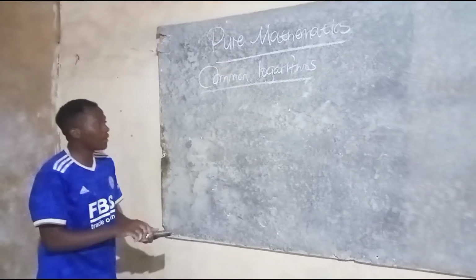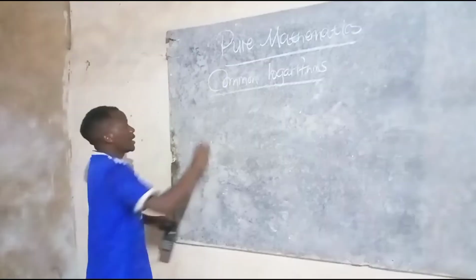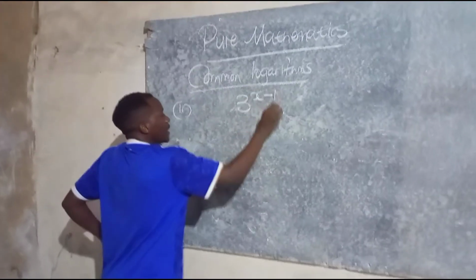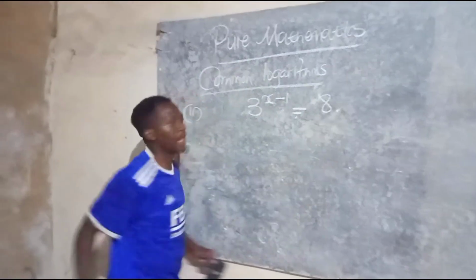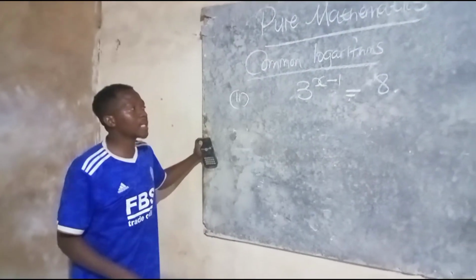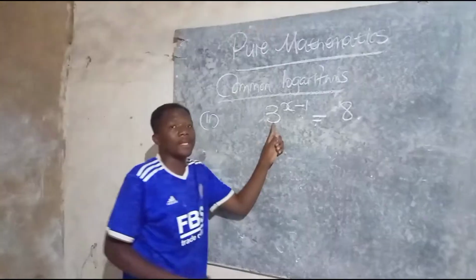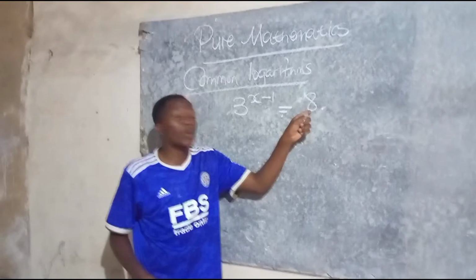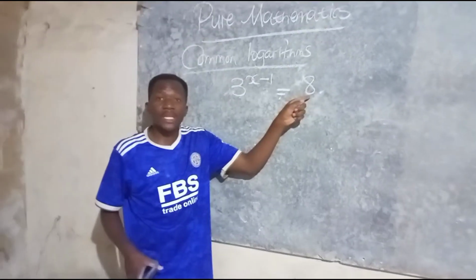So that was the first one. Let's say we have another example. Let's say we have 3 to the power x minus 1 equals 8. If we have such an expression, let's look at this base. This base is 3. This should force 8 to be reduced to base 3, which it can't.